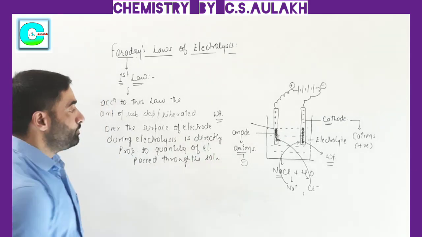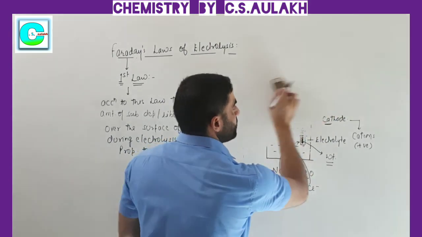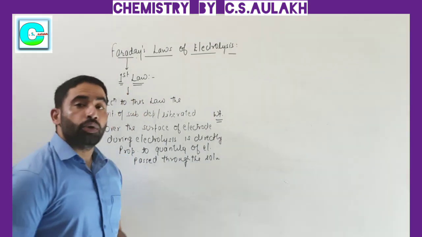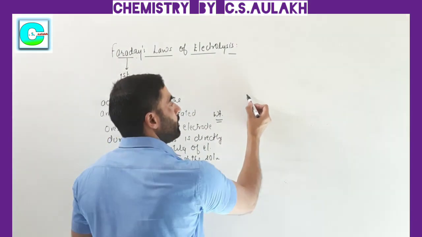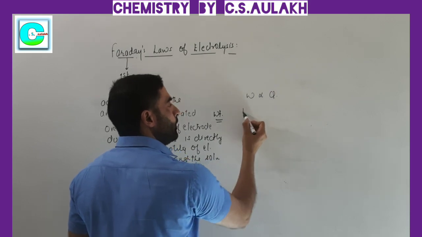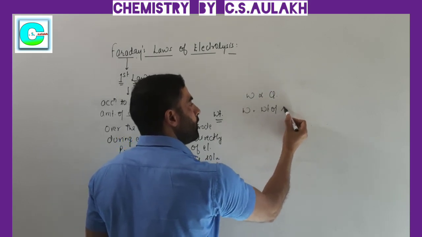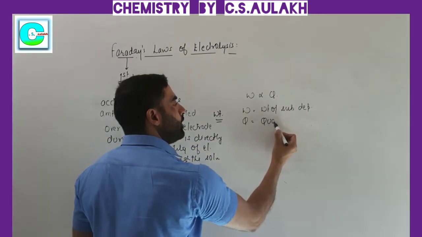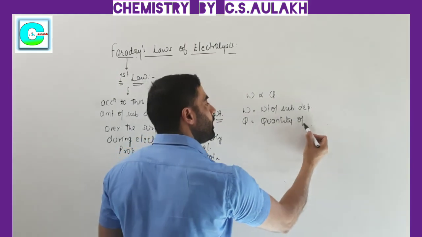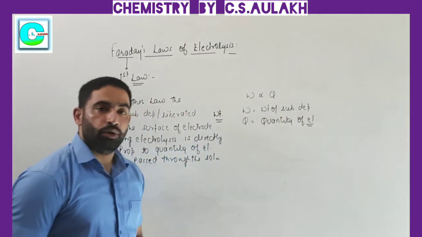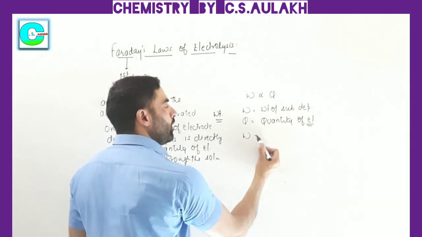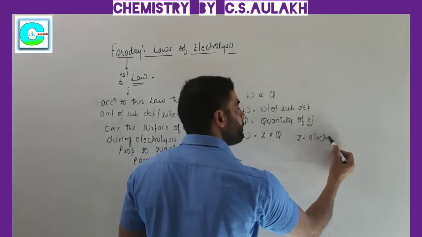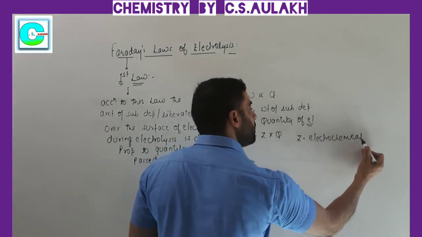So let W be the weight of substance deposited by quantity of electricity Q. So we can write W is directly proportional to Q. Here W is the weight of substance deposited or liberated, and Q is the quantity of electricity passed through the solution. So we can further write W = Z × Q. Here Z is called the electrochemical equivalent.